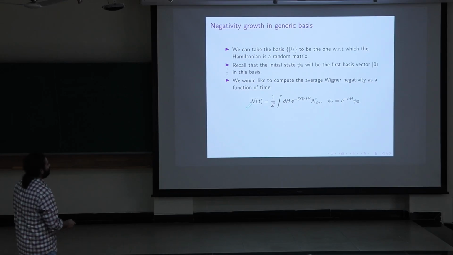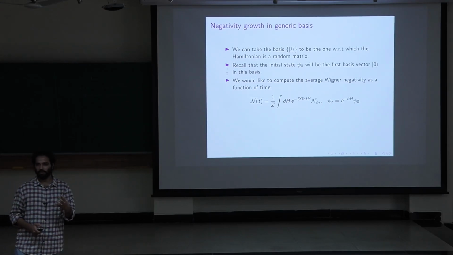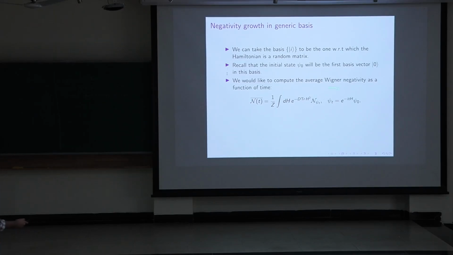Okay. So now we would like to calculate the negativity of the state as a function of time, namely this state over here. But because calculating it for one Hamiltonian out of this ensemble is a difficult thing, what is easier is to calculate the average of that, the average over the whole ensemble. So this thing is easier to calculate.